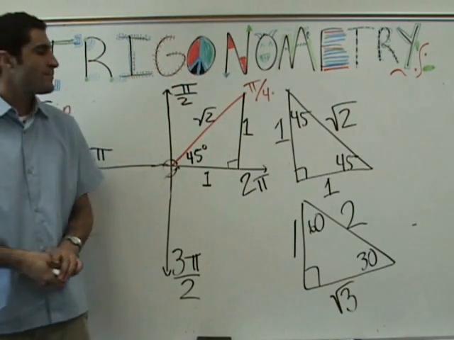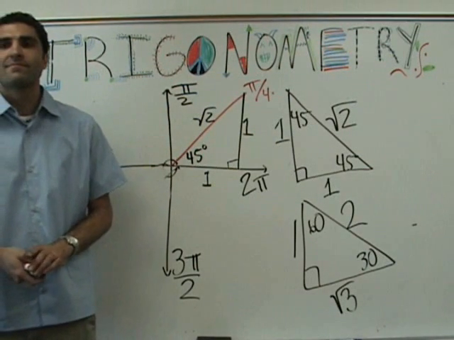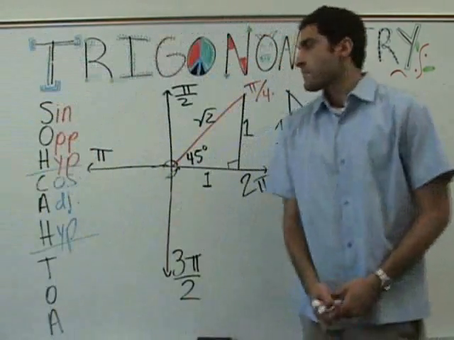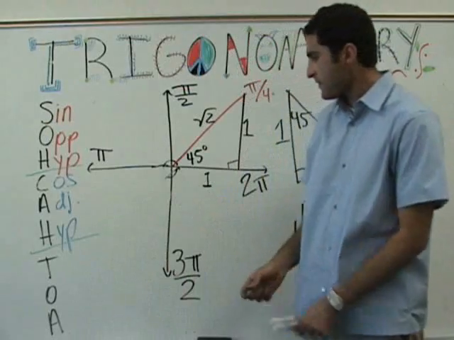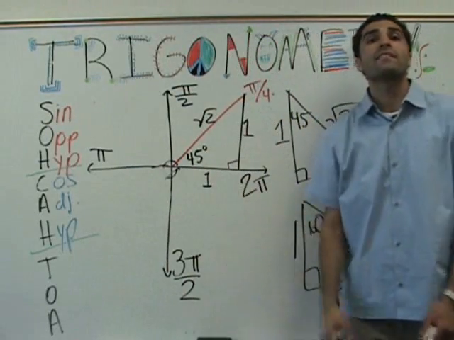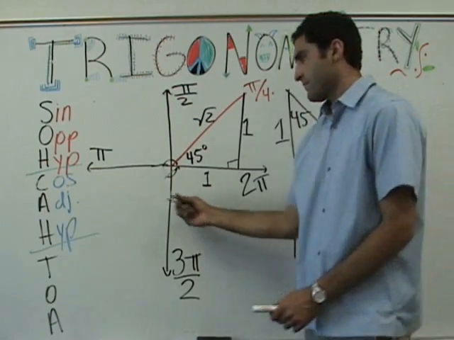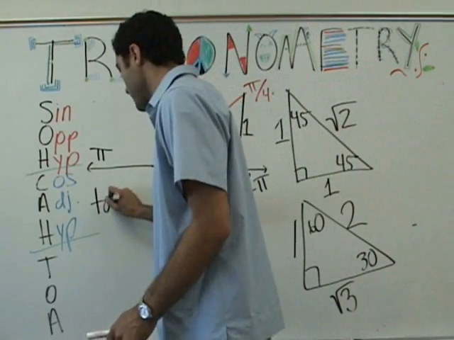Tan 45. It's right here. Tangent is opposite over adjacent. You can do 1 over 1. So what is the tangent of 45? 1. Can you repeat that? Sure.